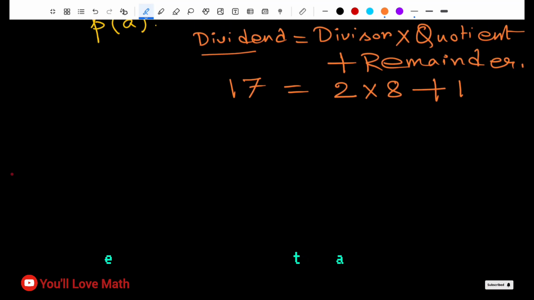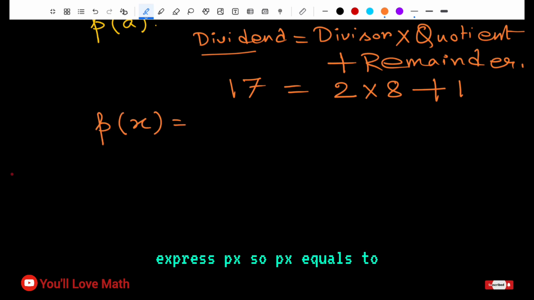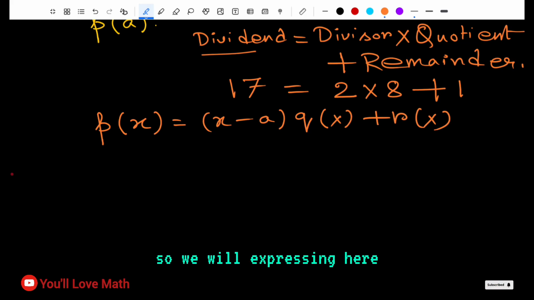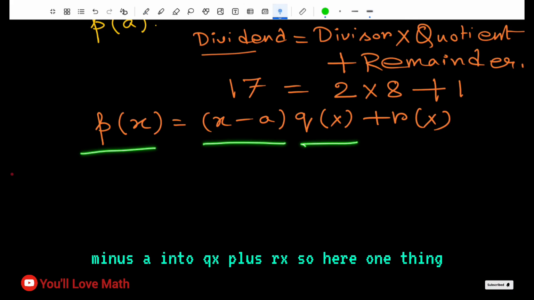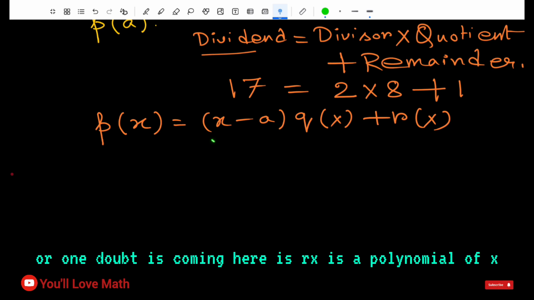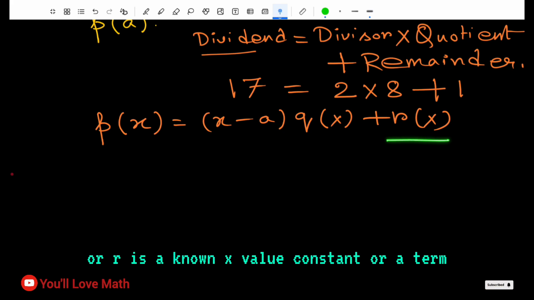Now you will use the same thing to express p(x). So p(x) equals x minus a as the divisor, into q(x) as the quotient, plus r(x) as the remainder. We are expressing p(x) equals (x minus a) into q(x) plus r(x). Here one doubt comes: is r(x) a polynomial of x, or is r a constant term?